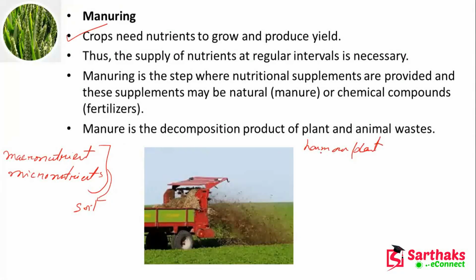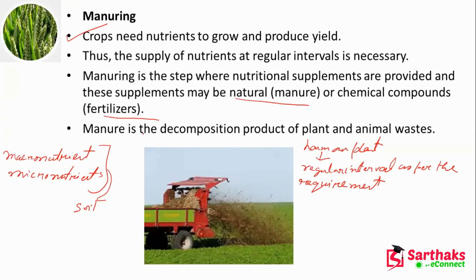So what should we do to avoid this? At regular intervals, we should add the manure as per the requirement. This point is very, very important. Manuring is the step where nutritional supplements are provided, and these supplements may be natural manure or inorganic chemical fertilizers. Manure is the decomposition product of plant and animal wastes. So these are the natural manure.